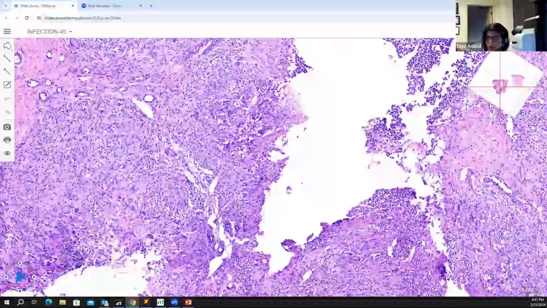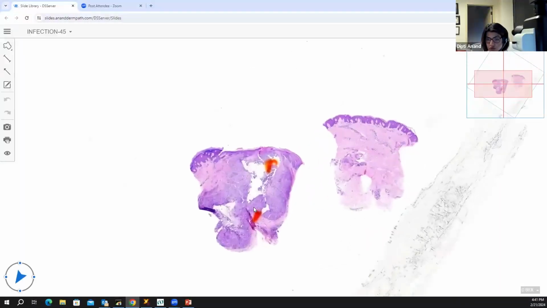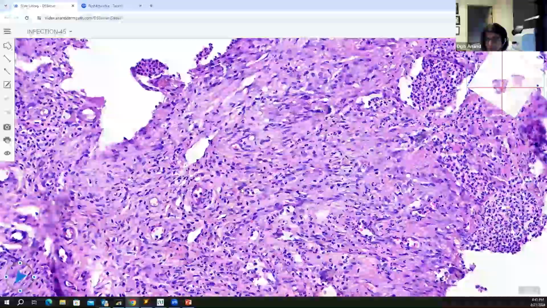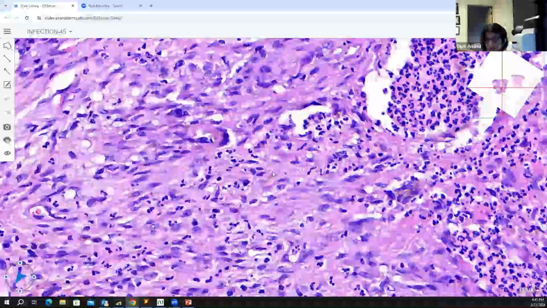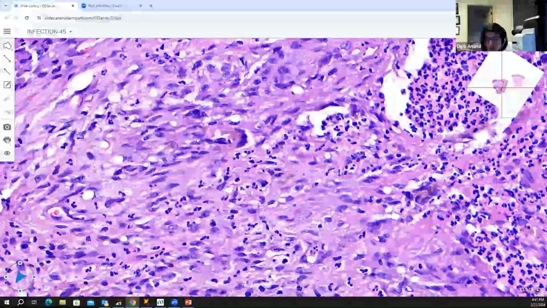Let me get back into it again, 45. So you have to be patient with it, just jump right into the biopsy and you can see all these pigmented fungal hyphae in there. So that's all pheohyphomycosis.